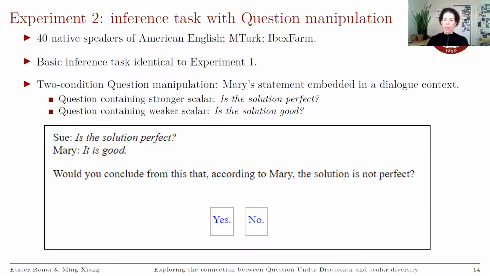Once again, this image shows you an example of a trial that an experimental participant would have seen. You can see that now participants are presented with a dialogue. Sue asks, is the solution perfect? And Mary answers, it is good. So this is a case of the strong question condition from the question manipulation. And then the task is the same. Would you conclude that the solution is not perfect according to Mary? And as in the case of experiment 1, if someone answers yes, that suggests that they have calculated the SI, and if someone answers no, that suggests that they have not calculated the SI.